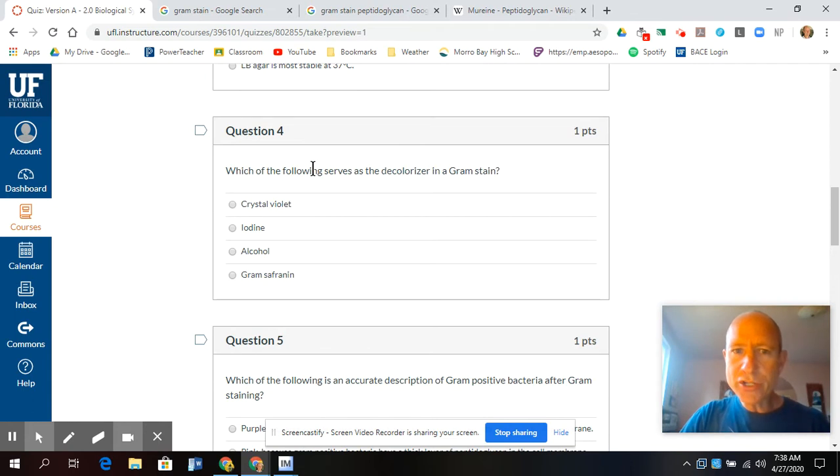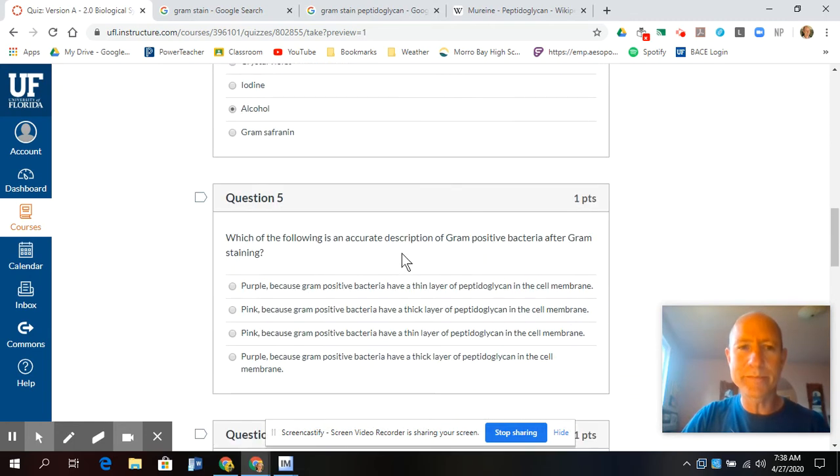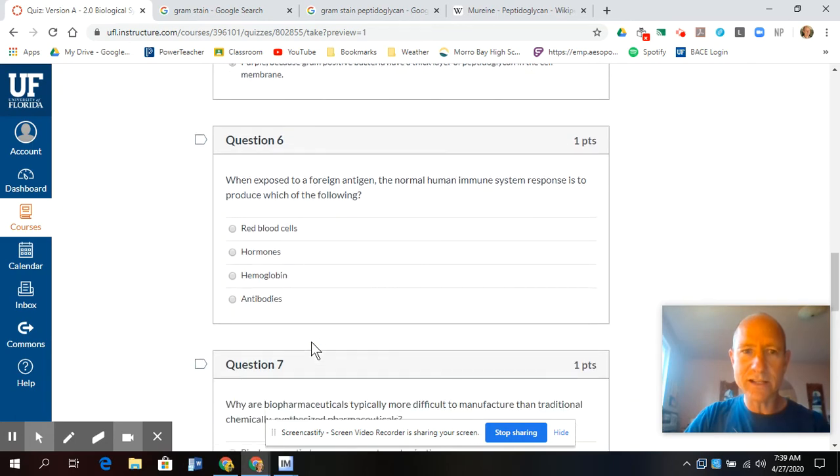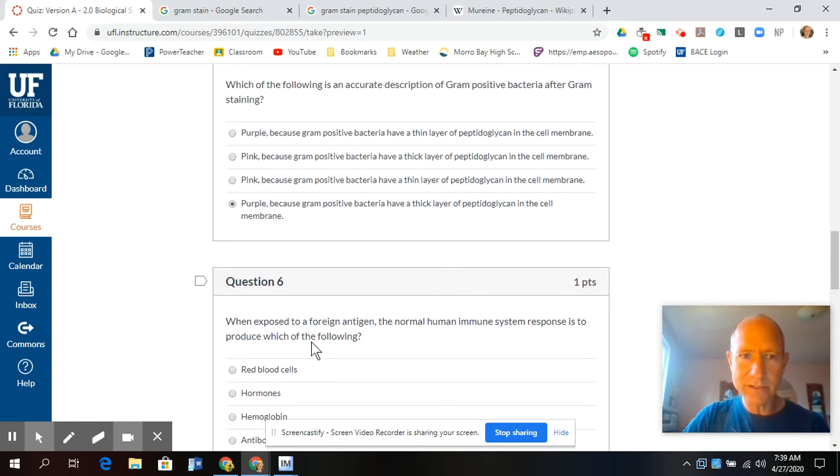So anyway, which of the following serves as a decolorizer in a gram stain? So that's like a solvent, and alcohol is a solvent. Boom. Which of the following is an accurate description of gram-positive bacteria after gram staining? Well, after you gram stain gram-positive bacteria, they're going to be purple, and they're going to be purple because they have that thick layer of peptidoglycan. So that answer's right here, purple, because they got a thick layer of peptidoglycan. Did you guys see that? It's that answer right there.